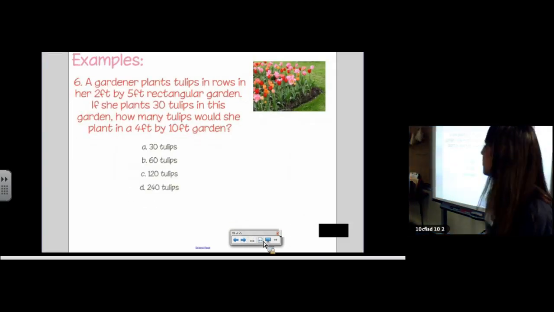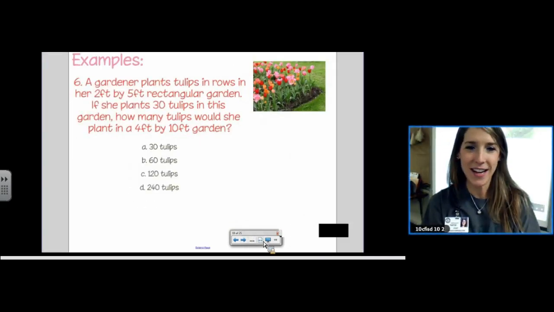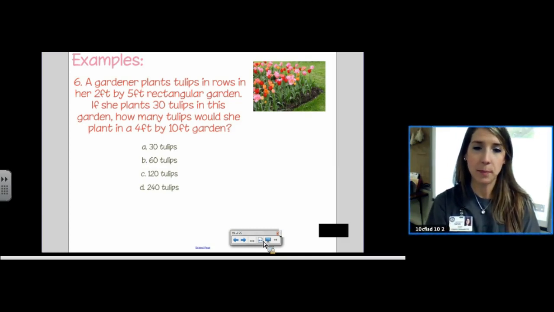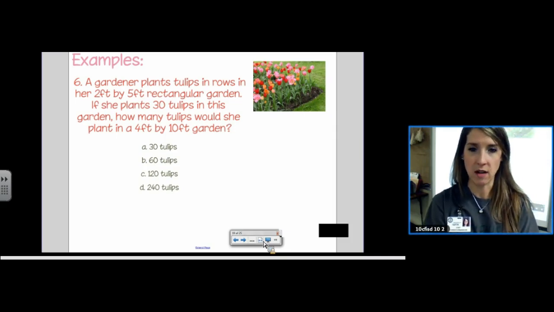Last problem. It's spring. It's gardening time. A gardener is planting tulips in rows in her 2-foot by 5-foot rectangular garden. If she plants 30 tulips in the garden, how many tulips would she plant in a 4-foot by 10-foot garden? Yes, you could draw the garden out. You could draw the tulips lined up. You could draw the new garden, and you can calculate it that way. But once again, that would take much longer.